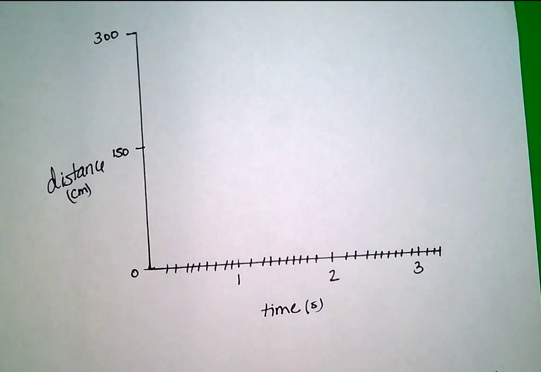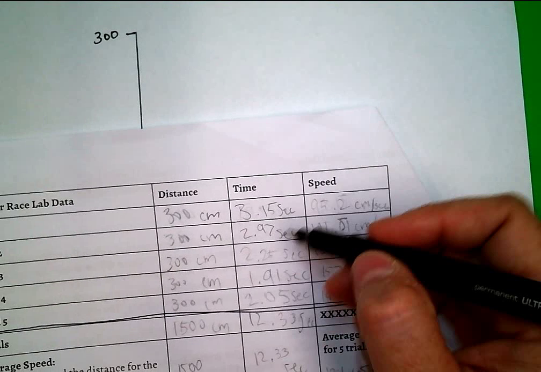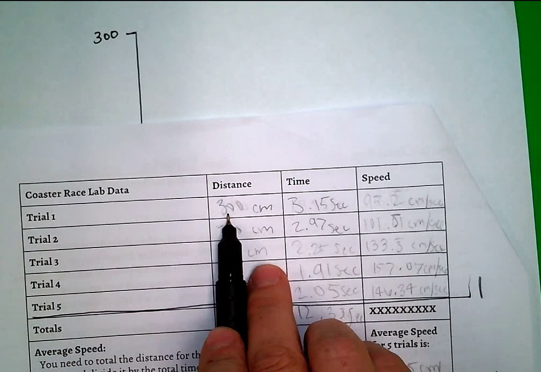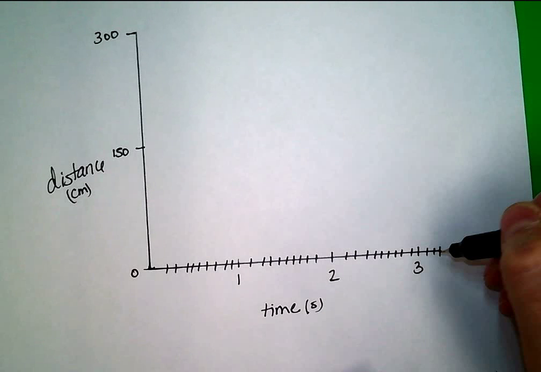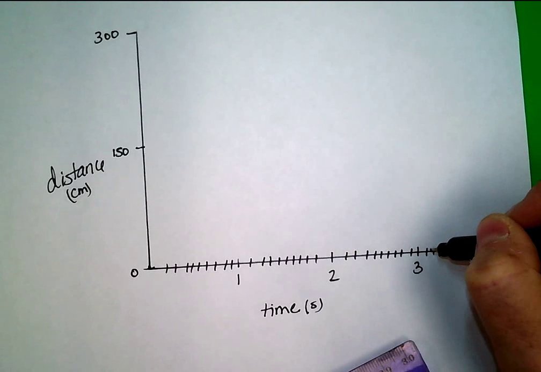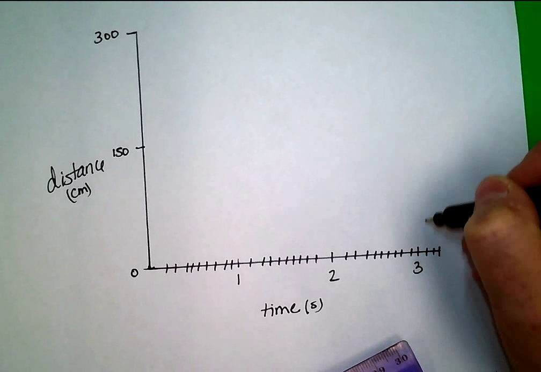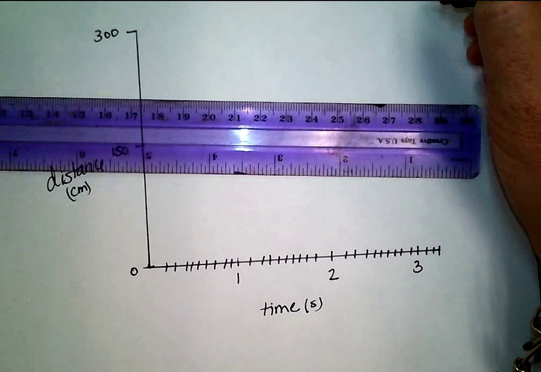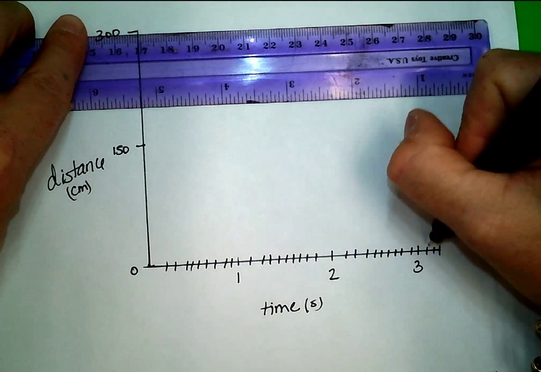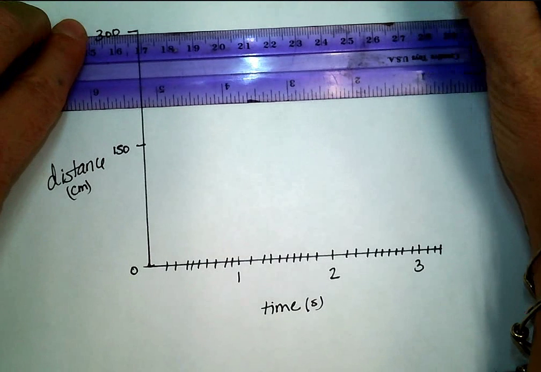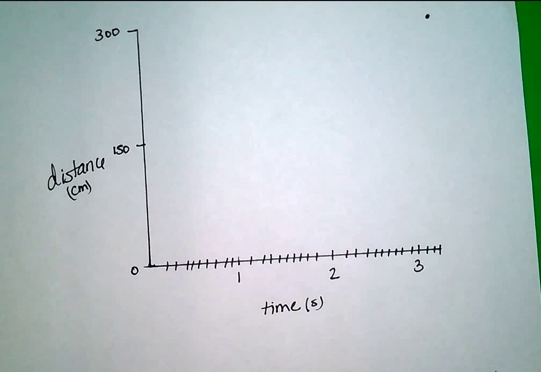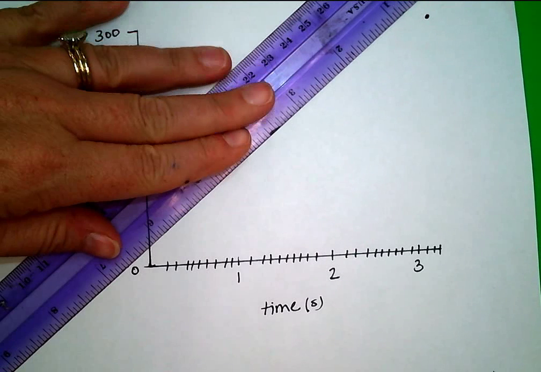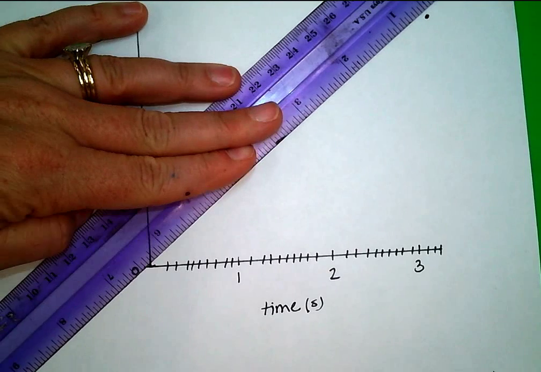Now you're going to look at your data. For trial 1, you can see it went 300 centimeters in 3.15 seconds. So 3.15 seconds would be somewhere right here, and it went 300 centimeters, so my dot would be all the way at the 300. I don't have my graph paper, but I've made my X and Y axis, and we're just doing an approximation. So somewhere right in there is where I've made my dot. This is trial 1, so I'm going to make my line go like this.